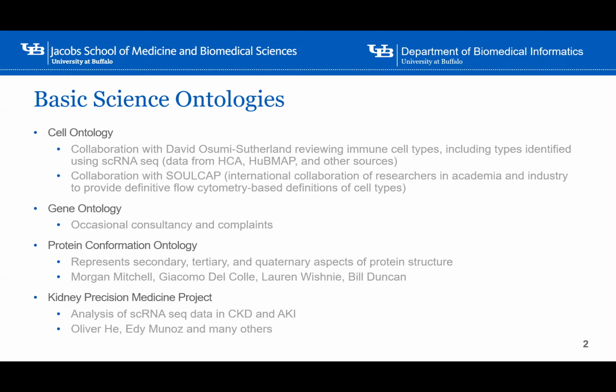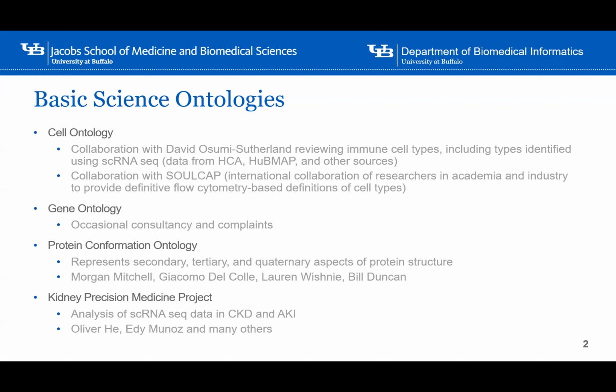So my group a few years ago developed this protein conformation ontology, which represents secondary, tertiary, and quaternary aspects of protein structure, actually as dispositions. And we have a paper that we wrote. It was initially rejected, but we're going to revise it and improve the ontology a bit. And the people who've been most involved recently have been Giacomo, who's, of course, a philosophy graduate student, although not actually present today.